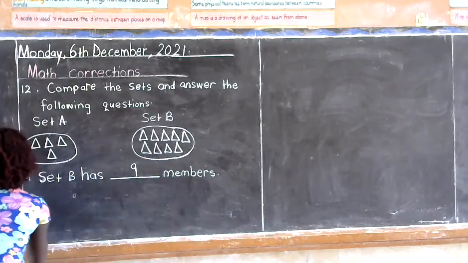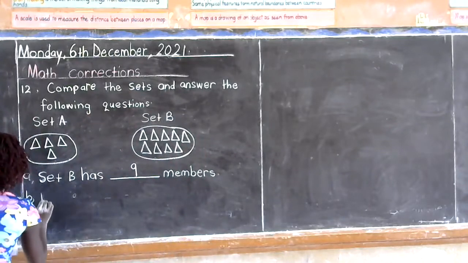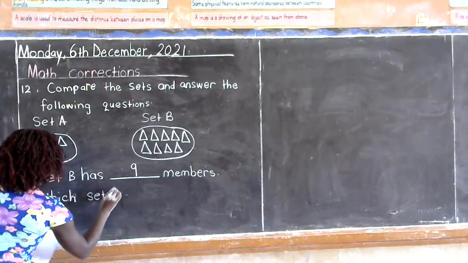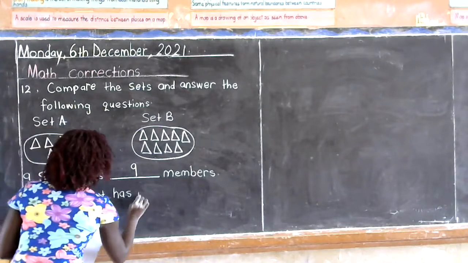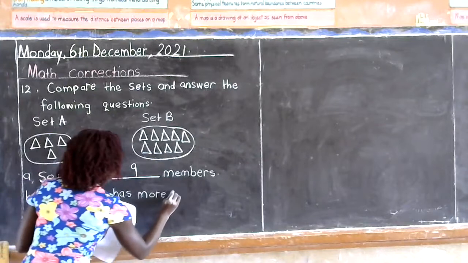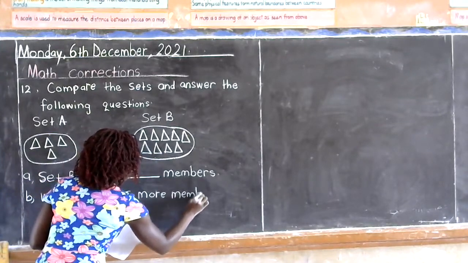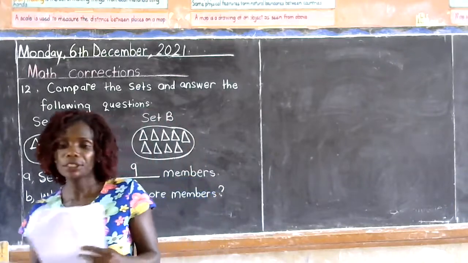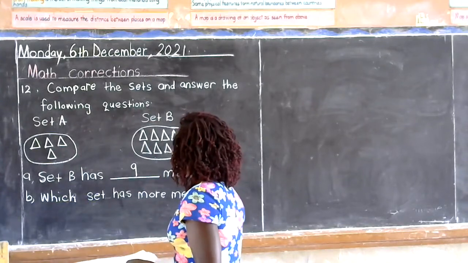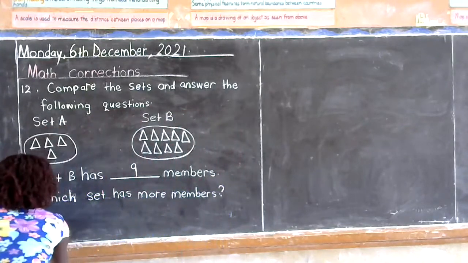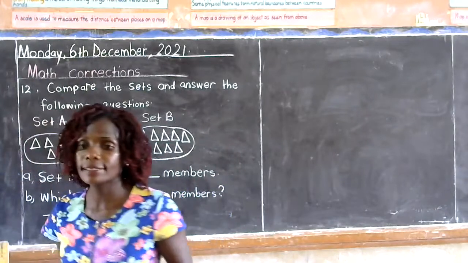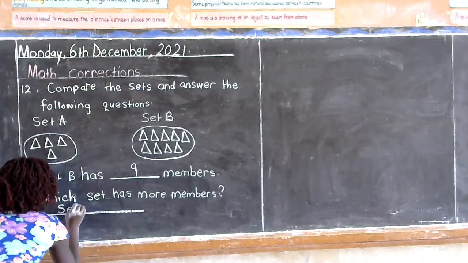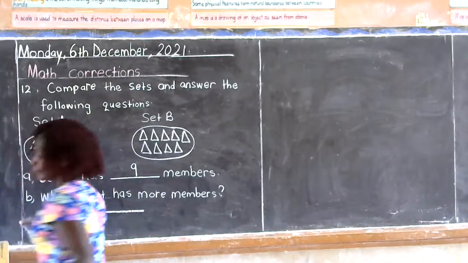Good. Then another question. This is B. We are asking which set has more members? Which set has more members, friends, when you look at these sets? What was the answer? Here you are supposed to put set B. You write the word set B. Okay? That is the answer.